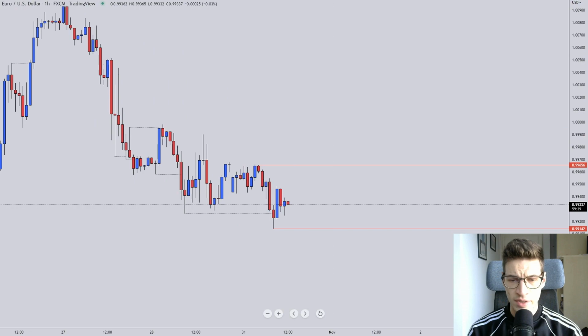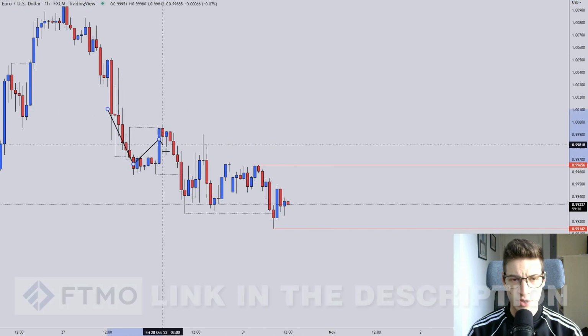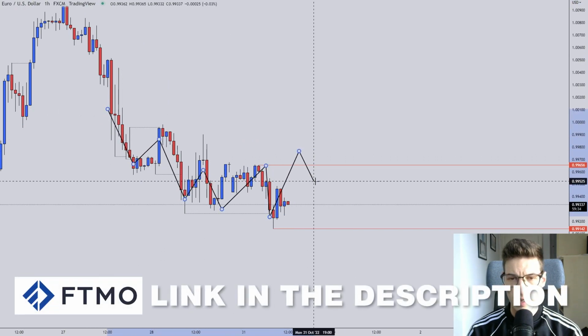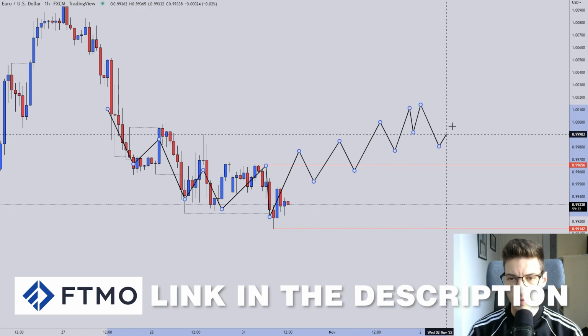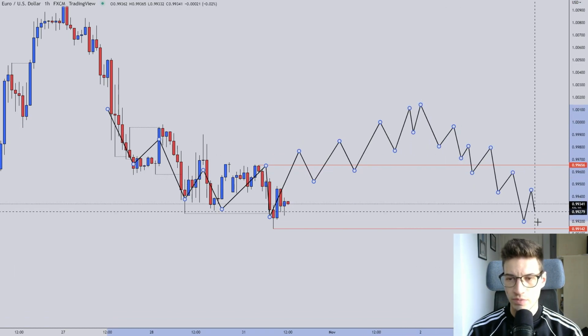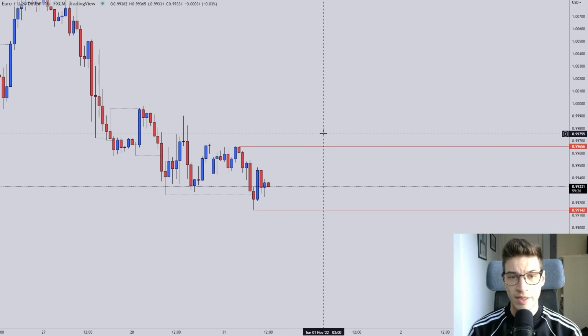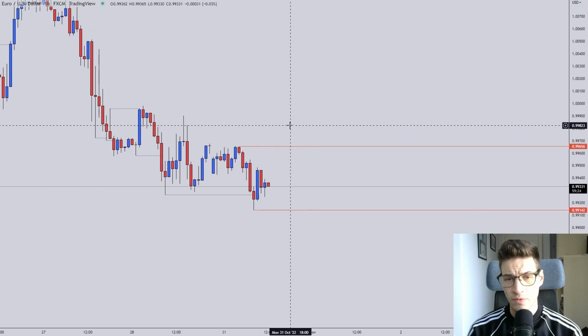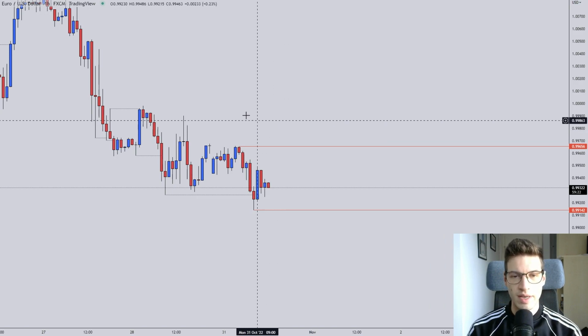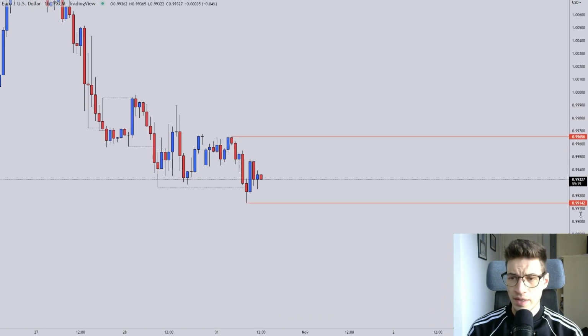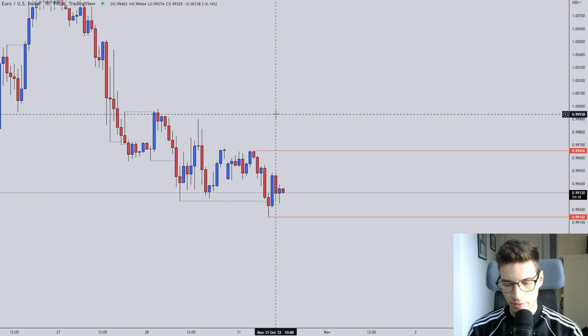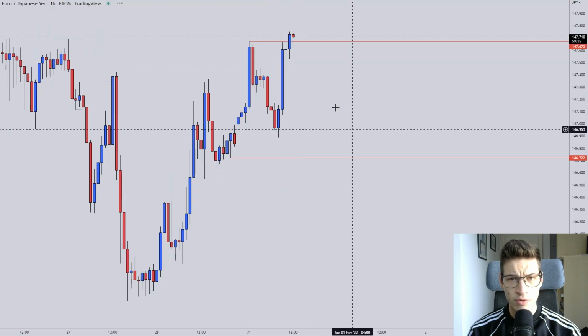What I don't want to see is this descending just go into an ascending channel, so something like this. That would signal to me further range bound price action, and I would not be interested in getting in the market when there is a range. Of course, we are trend traders and we are looking for a nice trend up or a nice trend down. So that's about it for EU.